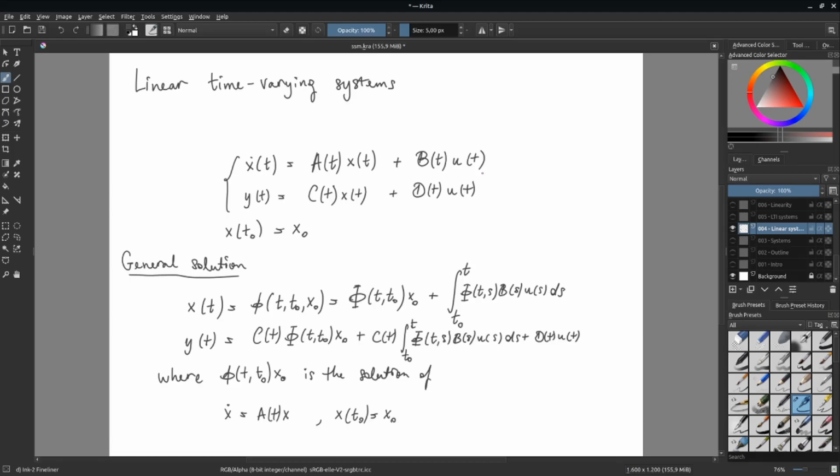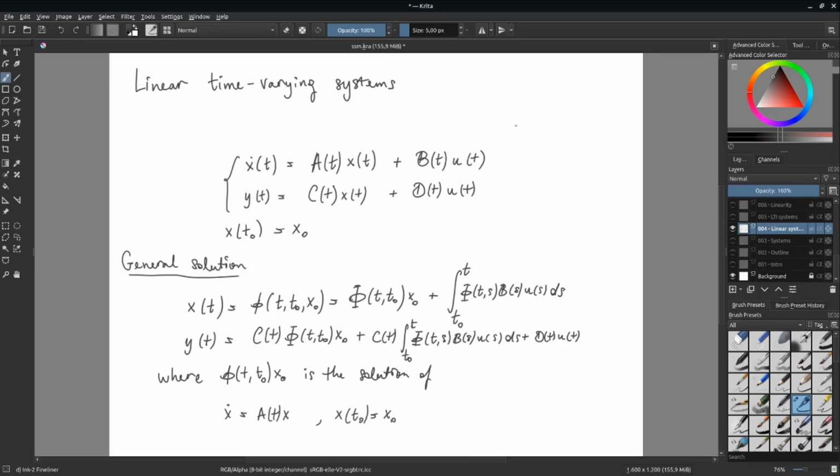And note that you might have B of t, so it depends on time, but you could also have it in some way depend on, let's say, the state. So A could be a function of the state or of the input. It would still be a function of time in the end. And typically we have some initial condition x of t0 is equal to x0. You can assume it's zero, and we'll be assuming that it is zero in the following.